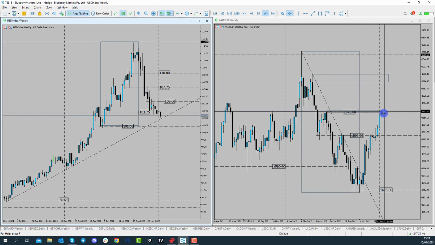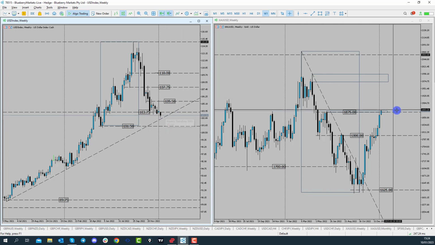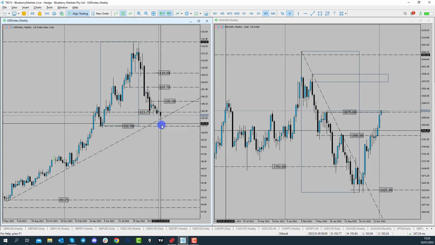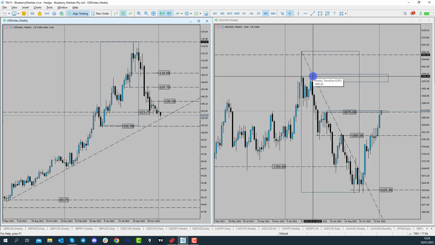So that's what I'm considering here. If price is going to trade to the downside for the dollar index, 1875 will probably be broken on the price of gold on the weekly time frame. If we then trade through that, the 101.50 could be this area around the 1970 or $1975 area, where you can see the highs that were formed in April last year.